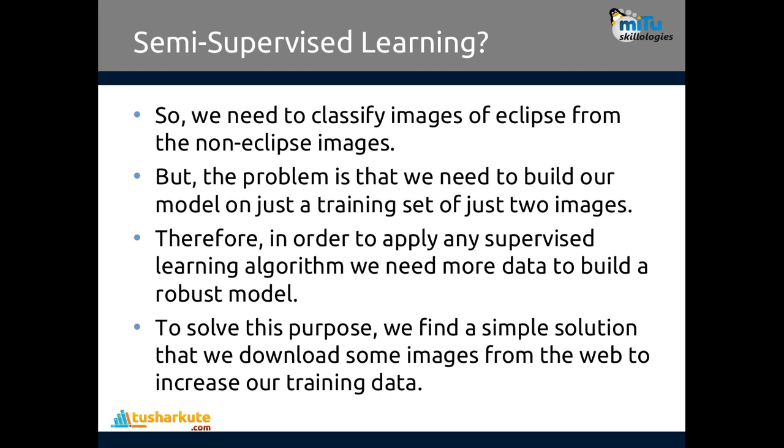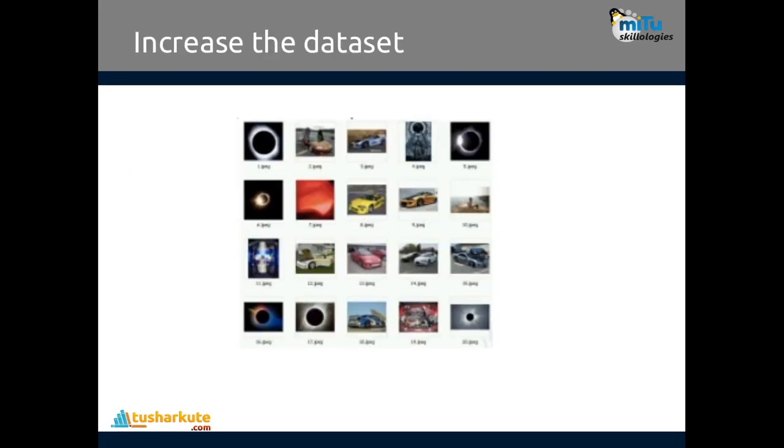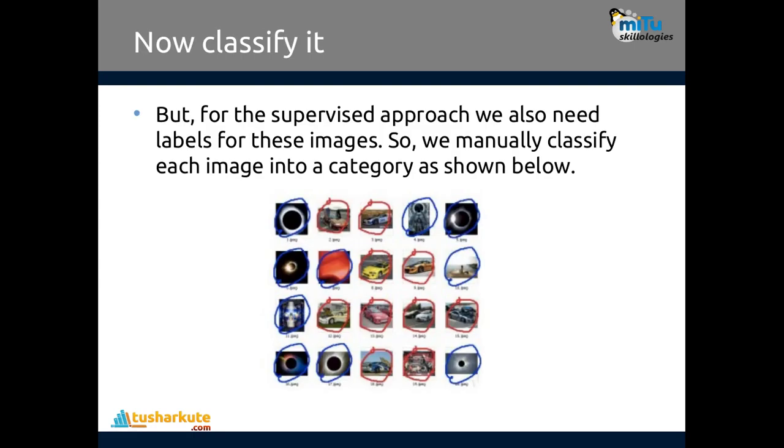To solve this problem, we find a simple solution: we download some images from the web to increase our training data. So we need to increase our training data just like this. It's a combination of eclipse images and non-eclipse images. But the labels are not given there, so we need to assign the labels manually.